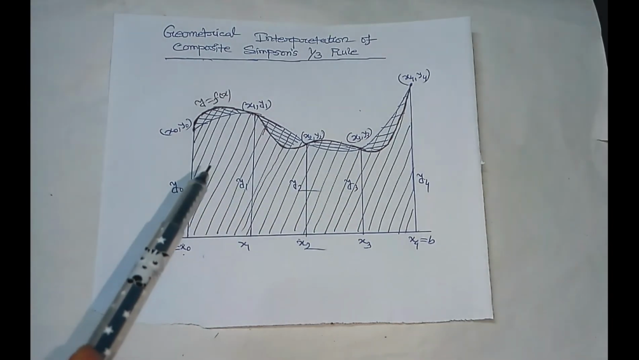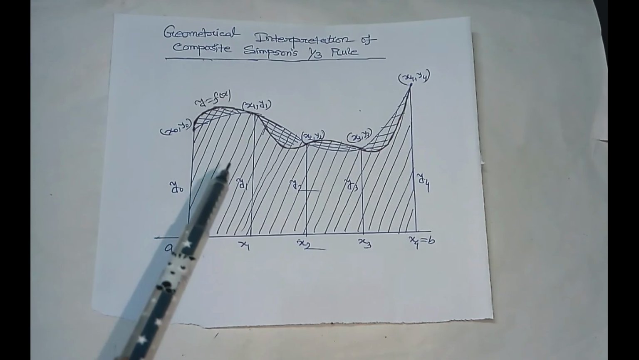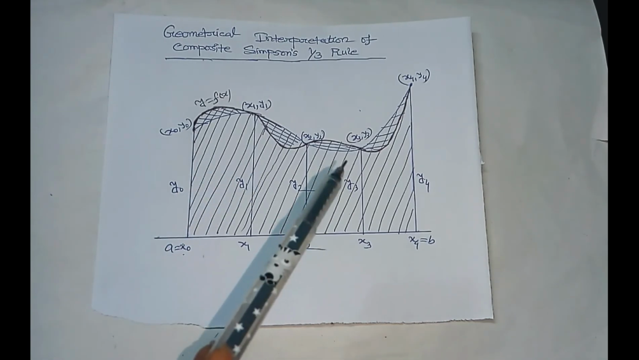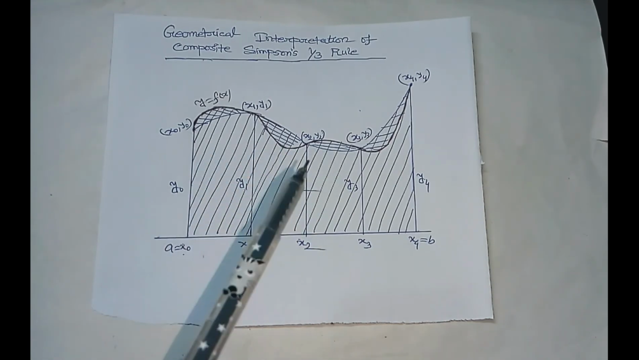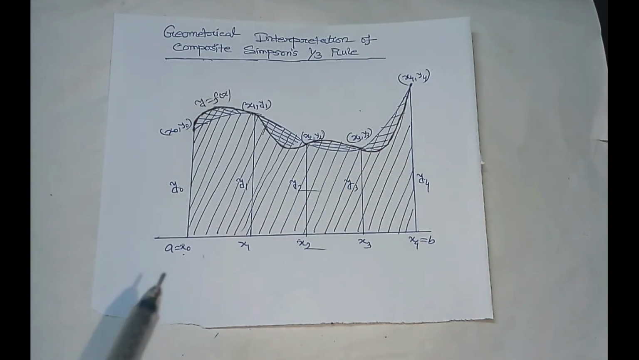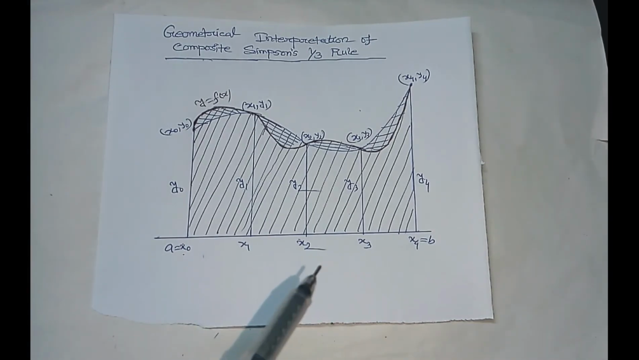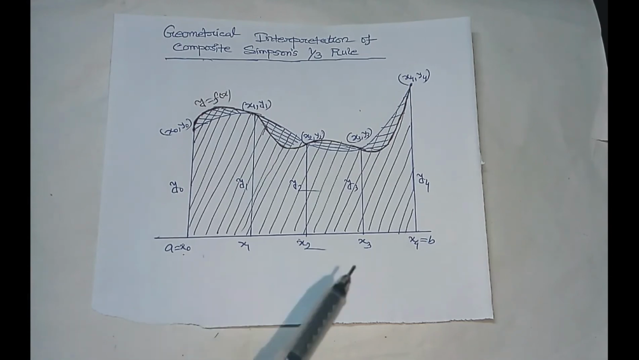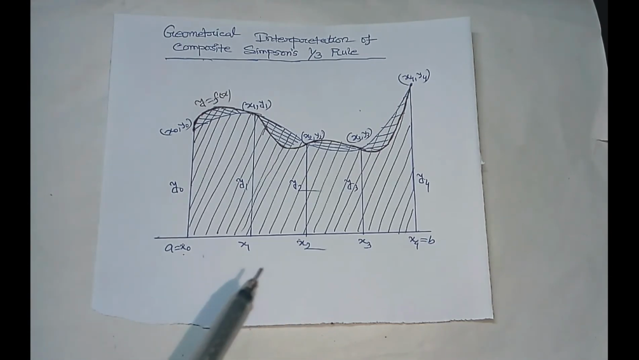So it can be seen that if we apply composite Simpson's one-third rule, then the error becomes much less than in case of Simpson's one-third rule. So our target will be to break this interval a to b into number of sub-intervals, and then we shall apply the Simpson's one-third rule in each of these sub-intervals so that the error can be minimized.